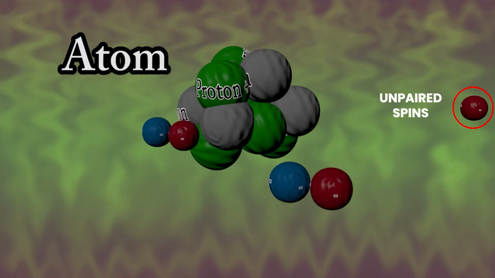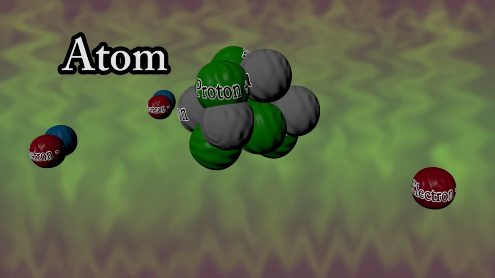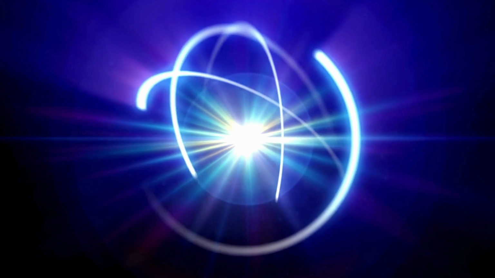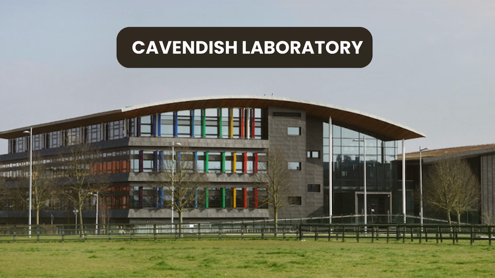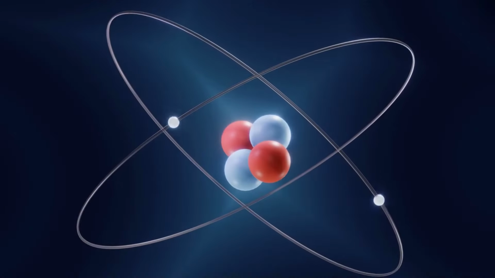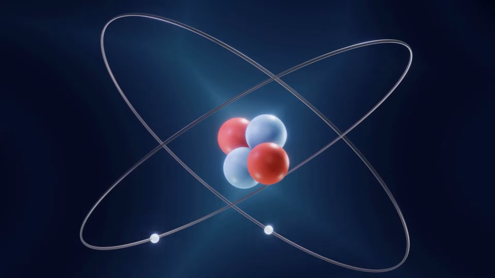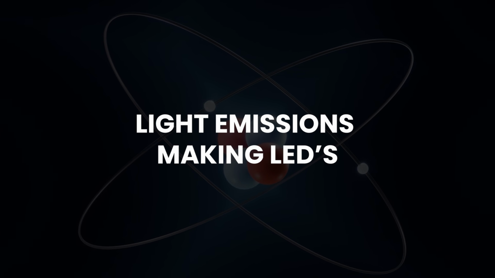So when unpaired spins occur, this changes the rules for what happens when a photon gets absorbed. Electrons will take on a higher energy level. According to Sebastian Gorgon from the Cavendish Laboratory at Cambridge, they have been working with systems where there is one net spin, which makes them good for light emissions and making LEDs. Gorgon is a member of Professor Sir Richard Friend's research group. They've been studying radicals in organic semiconductors with the intention of light generation.